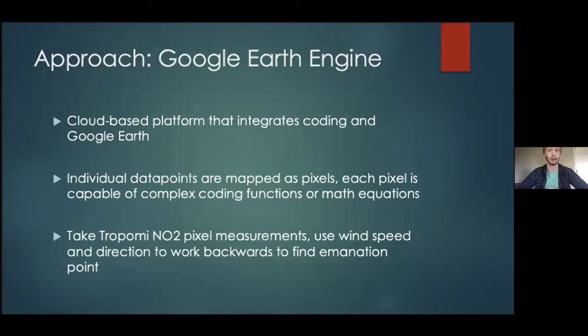into Google Earth. And this platform takes data points and maps them as pixels, and then each one of these pixels is capable of complicated coding functions and even math equations. So with that in mind, my goal becomes to take this TROPOMI NO2 data and essentially apply the wind data set as a vector to the TROPOMI.